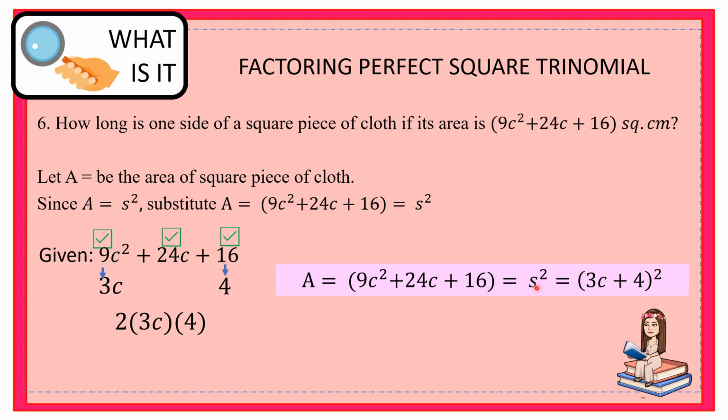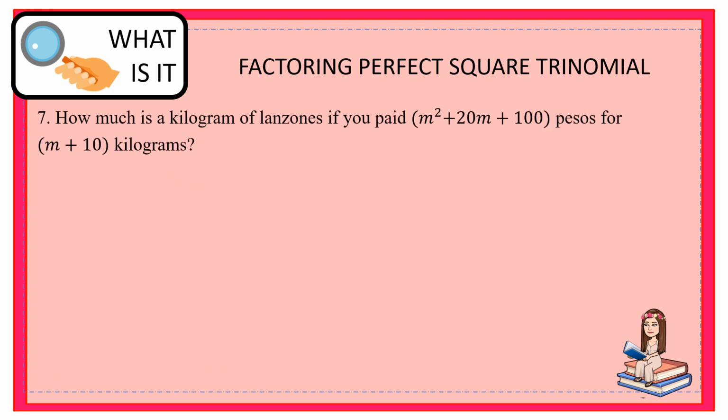Okay, dahil this is equivalent to S squared, what is the value of the side? S squared is equal to 3c plus 4 squared. O, diba? Therefore, one side is 3c plus 4. Thus, one side of the square is 3c plus 4 centimeter long. Ma'am, paano nangyari? O, cancel mo yung square. Then, S is equal to 3c plus 4. Okay? Let's have the last example.